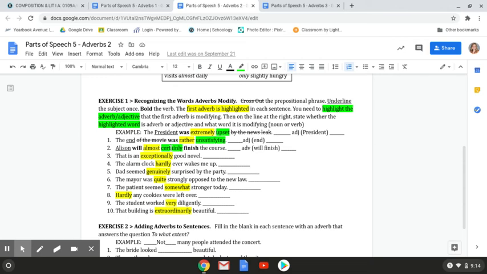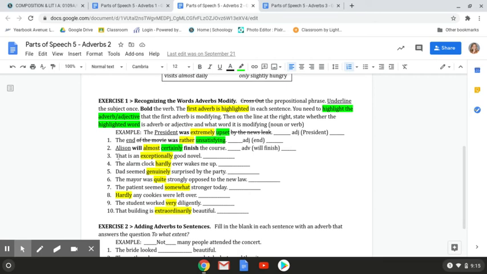Okay, what is certainly modifying? Is certainly modifying Allison, or is certainly modifying how she will finish? It's definitely modifying how she will finish. So certainly is modifying our verb. Therefore, certainly is an adverb. And we noted will finish in parentheses as what it's modifying.